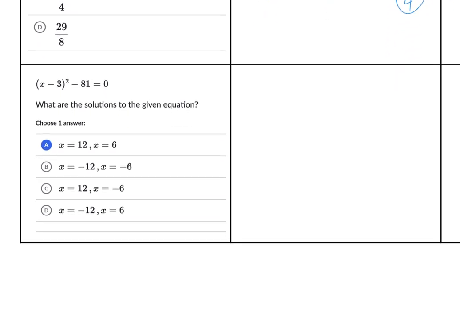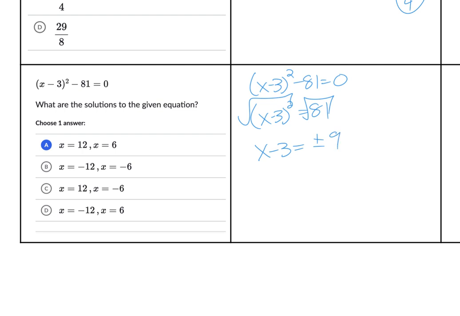All right, what are the solutions to the given equation? Let's go through this. If you have something squared, the goal is to get that alone first, if you can. Because I have that x in parentheses squared and no other x's anywhere else, I can solve this by using square root. So x minus 3 equals plus or minus 9. Remember, when you square root both sides of an equation, you must include the plus or minus. So x equals 3 plus or minus 9. 3 plus 9 is 12. 3 minus 9 is negative 6. So my answer is C.